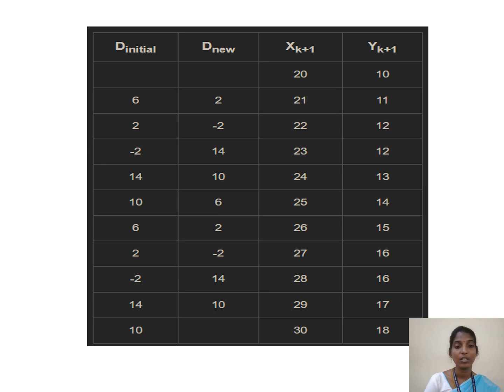Then here we apply case 2. Then xk plus 1 is equal to 29, then yk plus 1 is equal to 17. D initial is equal to 10, so we apply case 2. Then we got the value of xk plus 1 is 30. Then yk plus 1 is equal to 18.